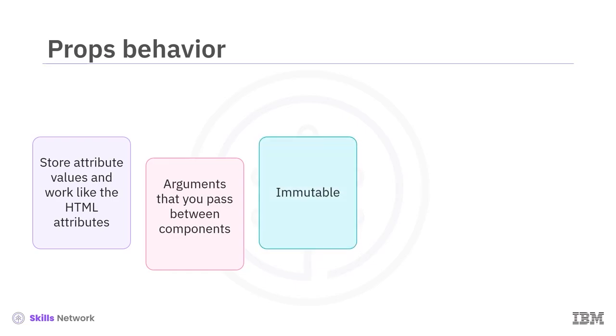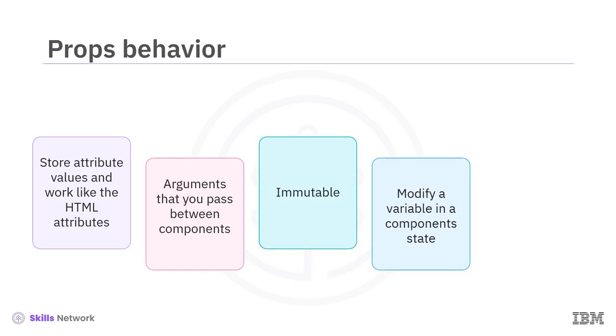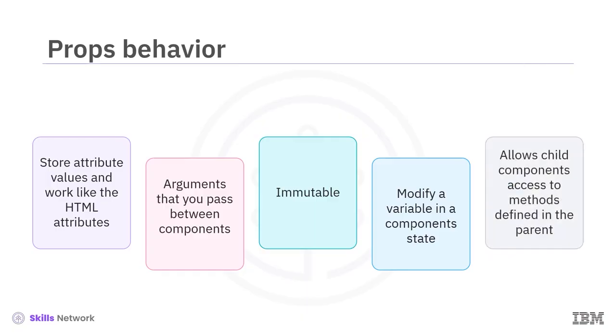Props are immutable and cannot be modified from inside the component. If a variable gets modified during a process, it should belong to the component state. You can also use props to allow child components to access methods defined in the parent component. You should manage the state in the parent component. The child component does not have a state of its own.